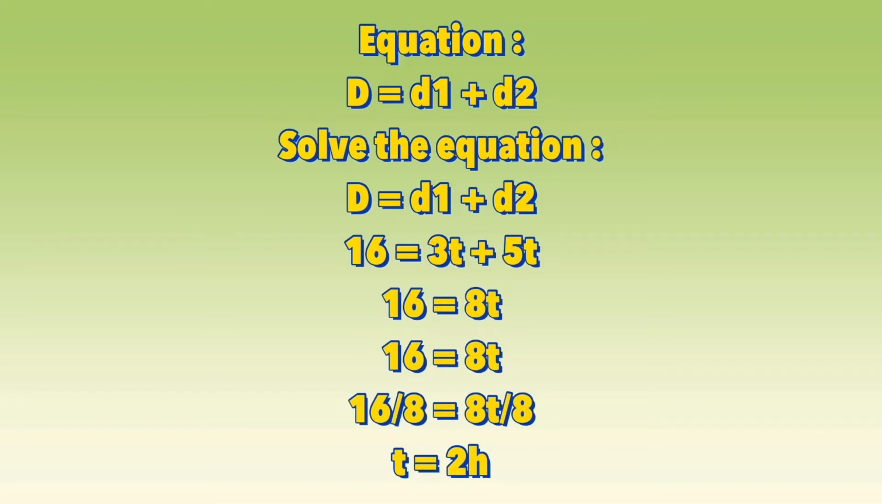And now we're going to divide both sides by 8. So it becomes 16 divided by 8 equals 2, and 8T divided by 8 equals T. So our time equals 2 hours.